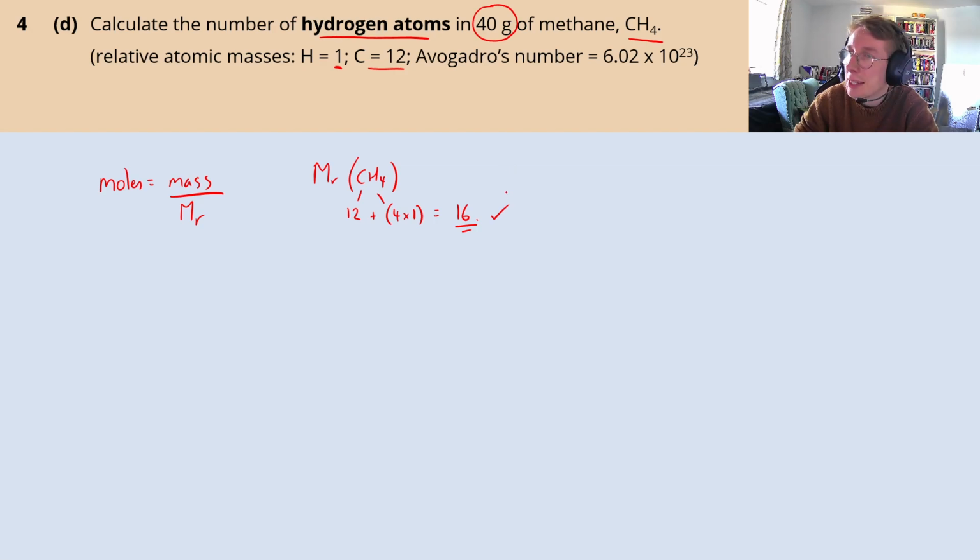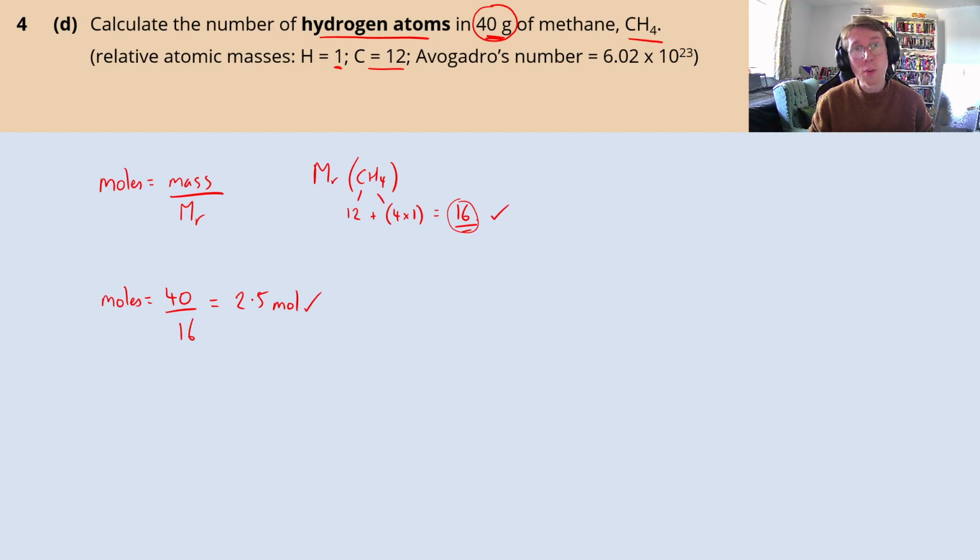Well done. Now we need to find the number of moles. So we can substitute this number and the mass into our equation. So the moles is equal to the mass, which we've got in the question as being 40 grams, divided by that relative formula mass we just calculated, which is 16. So we do 40 divided by 16, we get an answer of 2.5 moles. And there's your second mark.